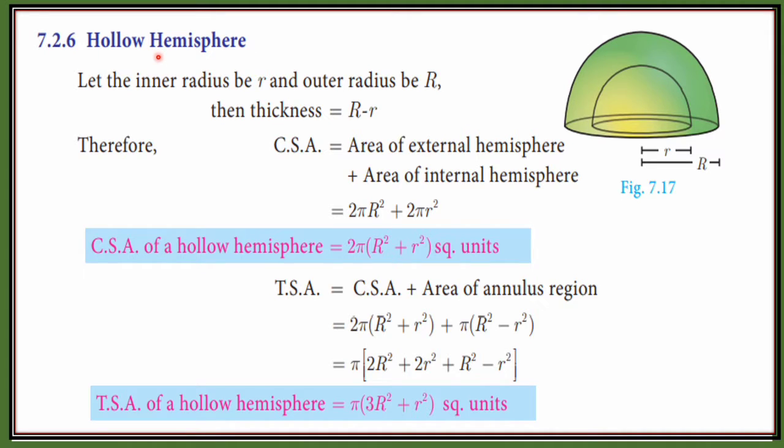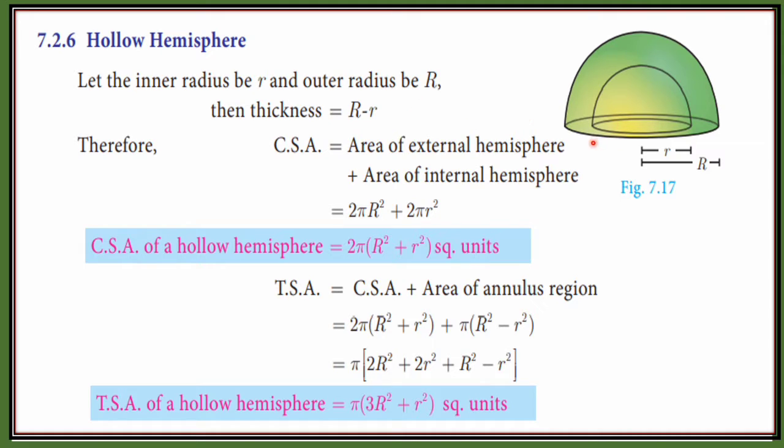Listen, hollow hemisphere. See this diagram? It is the shape of the hollow hemisphere. A hollow hemisphere has two diameters for its circular bases. One is for the inside circular base, that is this hollow part, and one is for the outside circular base, that is this rigid part. So we take the inner radius as small r and the outer radius as capital R.